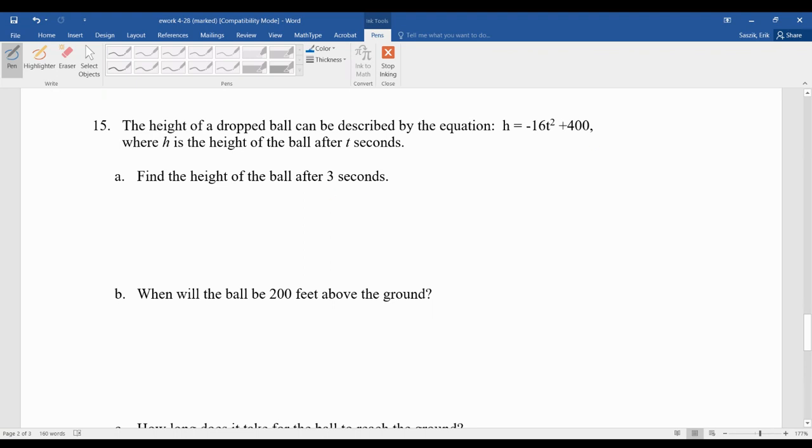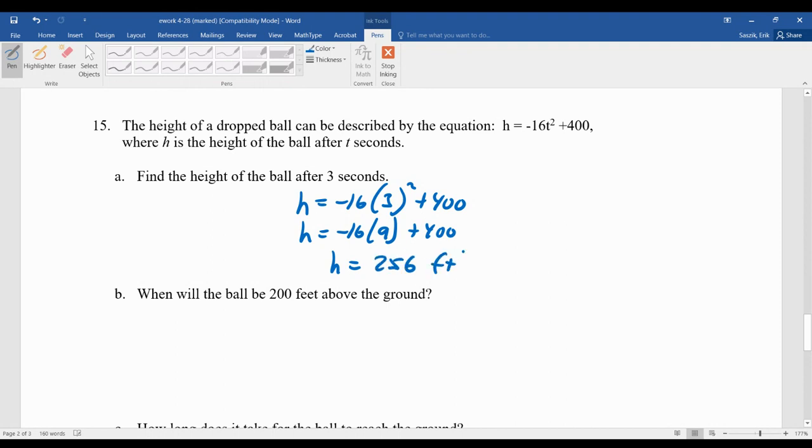Find the height of the ball after 3 seconds. We are just going to plug 3 in for t. Now remember, you got to square the 3 first, so that becomes a 9. And now you get negative 16 times 9, add 400, you get 256 feet. So after 3 seconds, the ball is still pretty high. Okay.